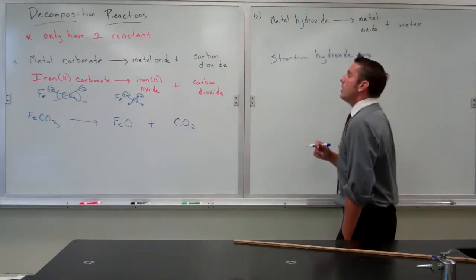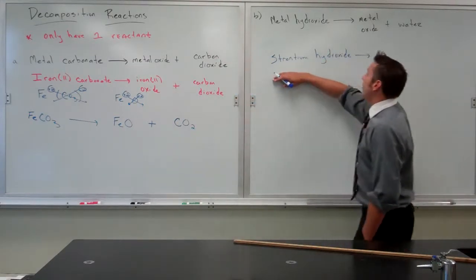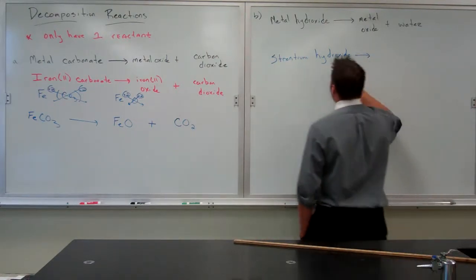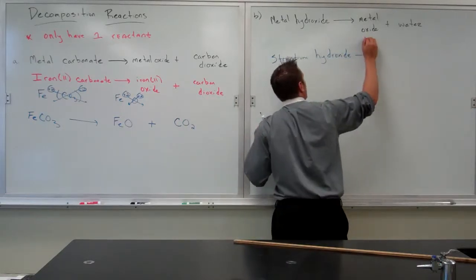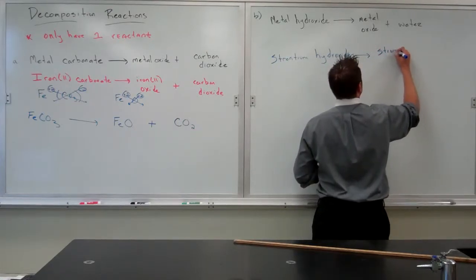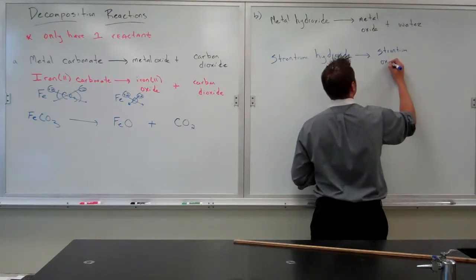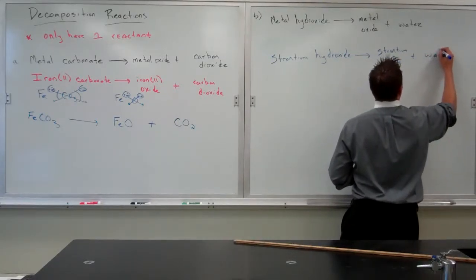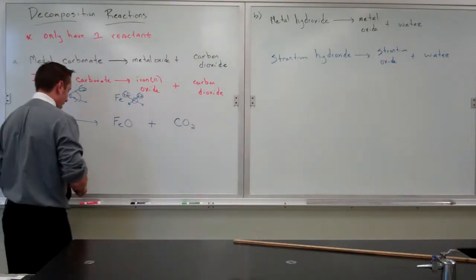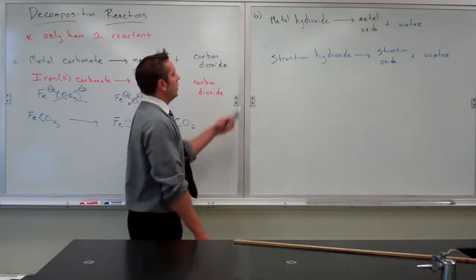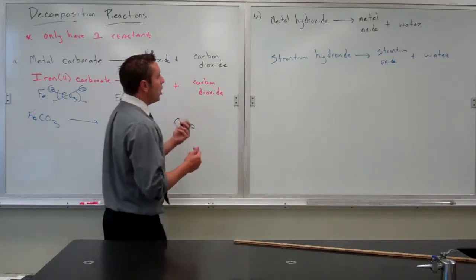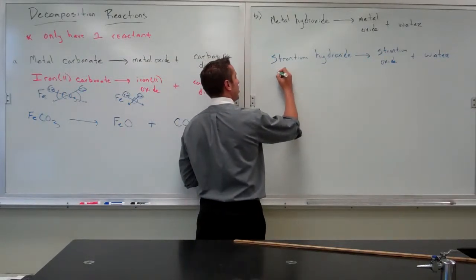What type of decomp? The first thing I'll ask is, is it a metal carbonate? No, I don't see the word carbonate. Is it a metal hydroxide? Yes, I see hydroxide, which means it should break up into a metal oxide plus water. So this will break up into strontium oxide plus water. From here, it's just a matter of writing and balancing the equation. Strontium hydroxide, element or compound? It is a compound. Does it have prefixes? No. Therefore, we do symbols and charges and cross them.